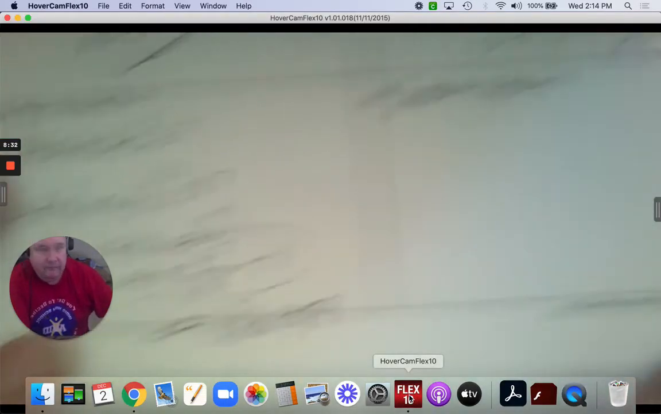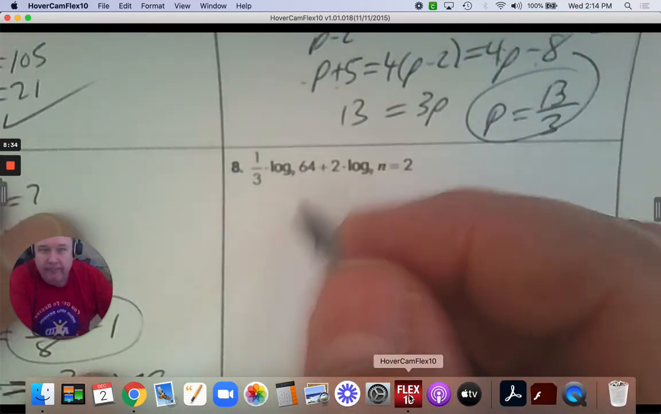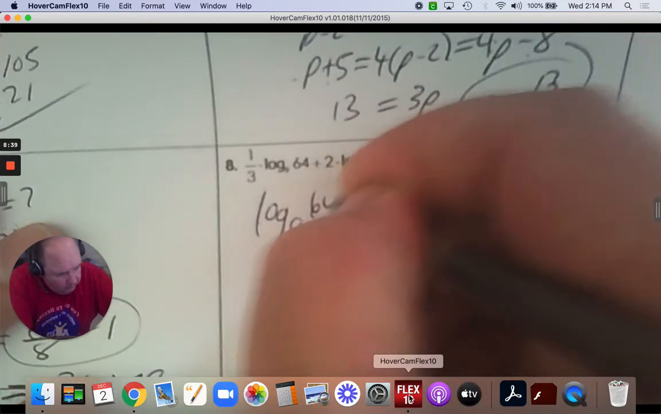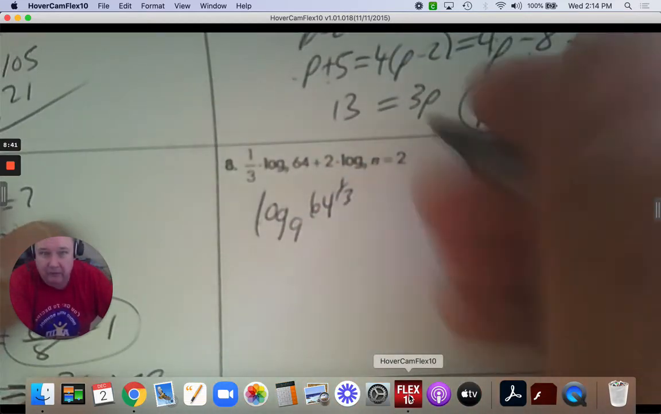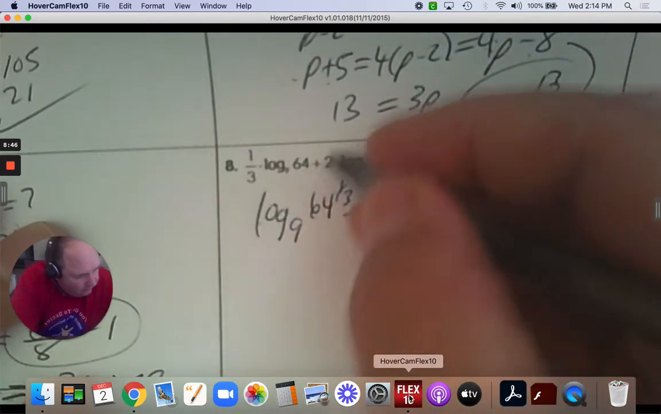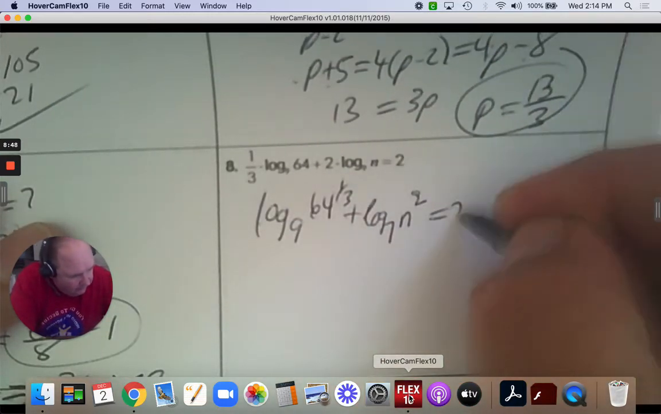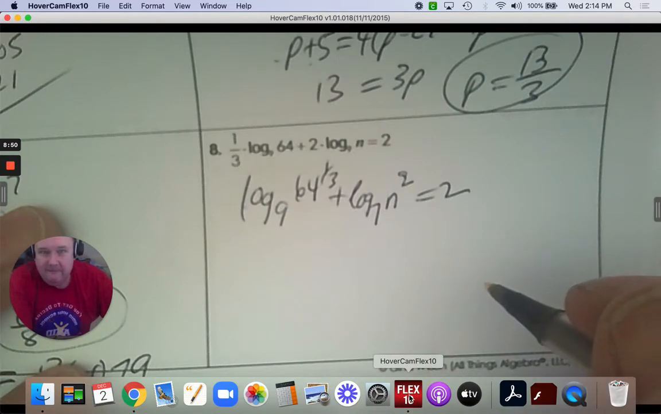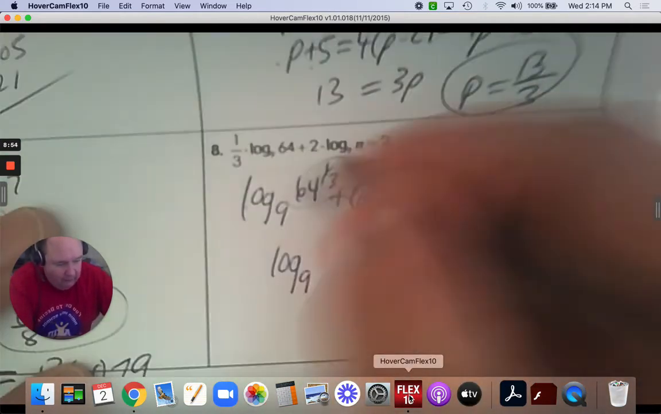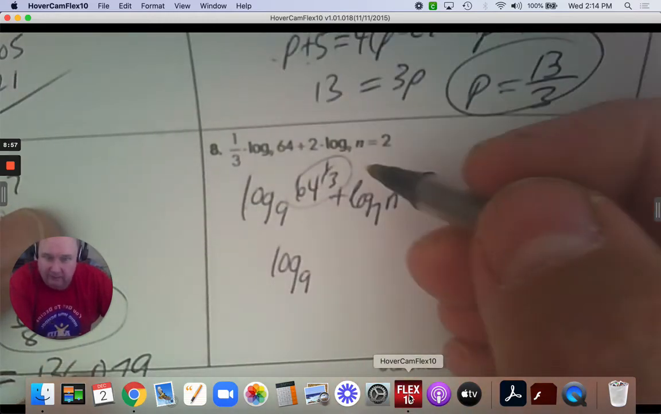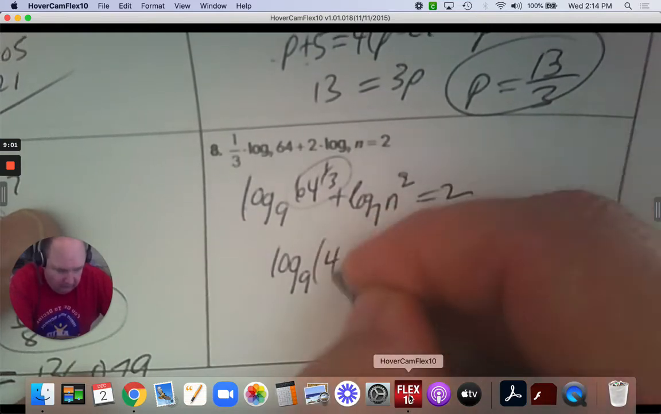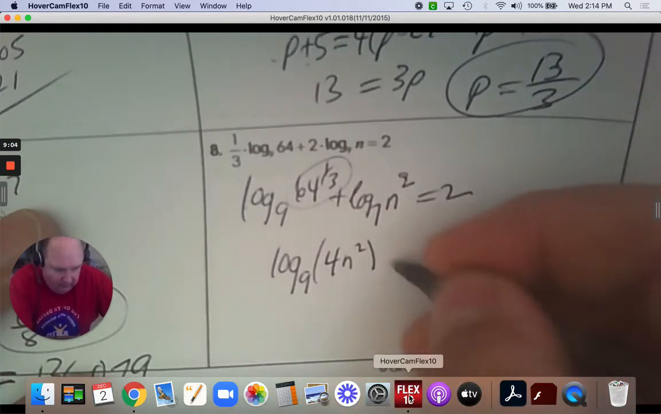There it is. All right, number 8. So do you know your properties? So that 1/3 goes as an exponent for 64. That 2 becomes an exponent for n. If they're adding, you're going to multiply them together. Now the cube root of 64, what number times itself three times is 64? That number is 4. So this is really 4 times n squared.